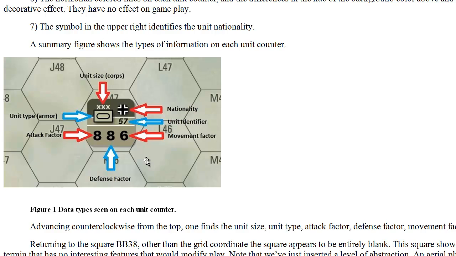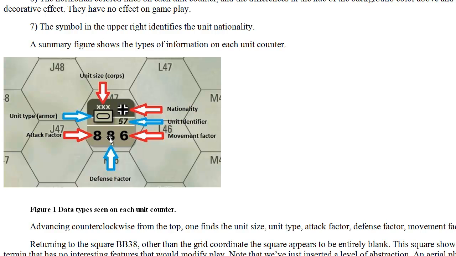And I now supply you, this is a figure from the book, the different information features on a unit counter, a Stalingrad counter, so you see what they all are. There's the size of the unit. All Stalingrad units are corps. There is the type of unit. This is armor.